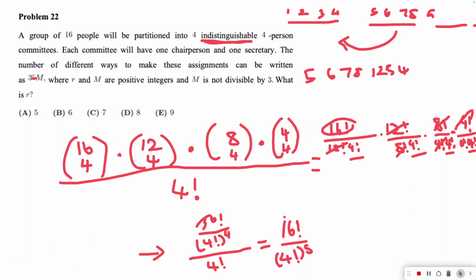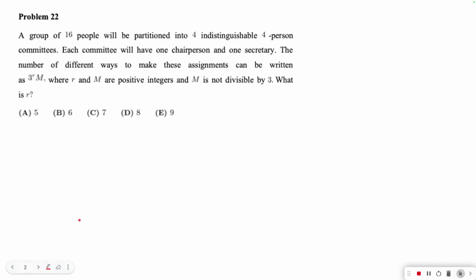Okay, so I'm just going to rewrite this down. We had 16 factorial over 4 factorial to the 5th as the number of ways to form the 4 indistinguishable 4-person committees.